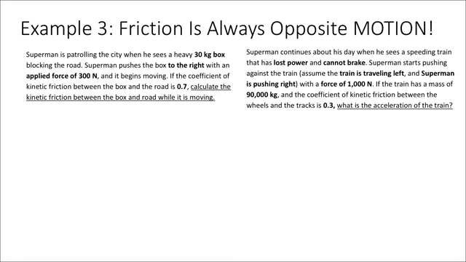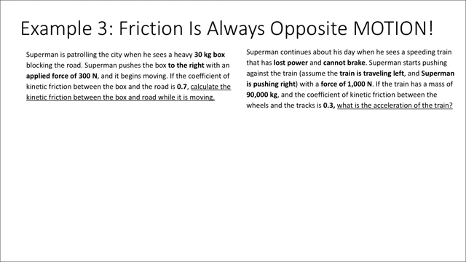These are additional examples of kinetic friction that highlight the important distinction that friction is always opposite motion, not the applied force. On the left, let's say that Superman is just doing his thing, patrolling the city, when he sees a heavy 30-kilogram box blocking the road. Superman pushes the box to the right with an applied force of 300 newtons, and it begins moving.